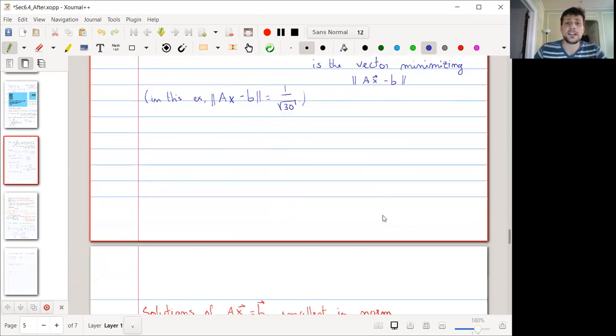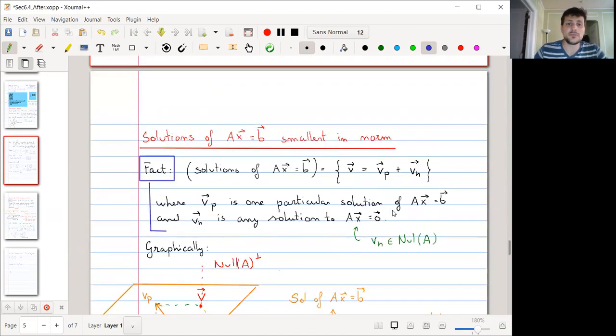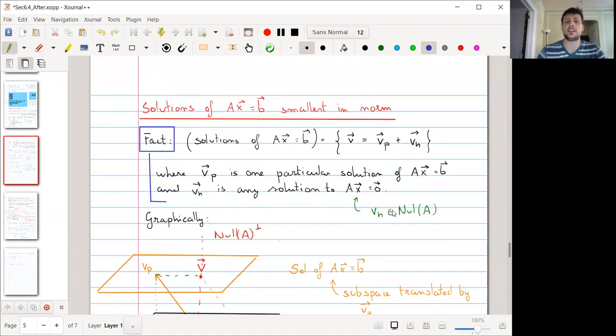Okay, let's have a look at another application, which is similar in spirit, but slightly different. Now the problem is, I have a linear system, AX equals B. There are some solutions, but I want to find the solution that is the smallest length. So the solution that is the smallest in norm, as the title says.